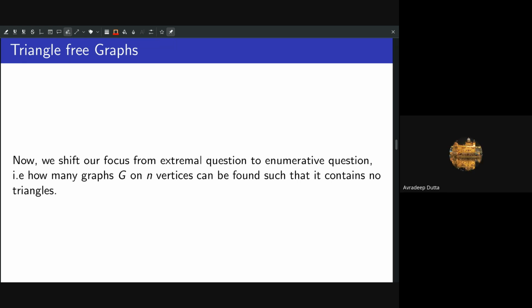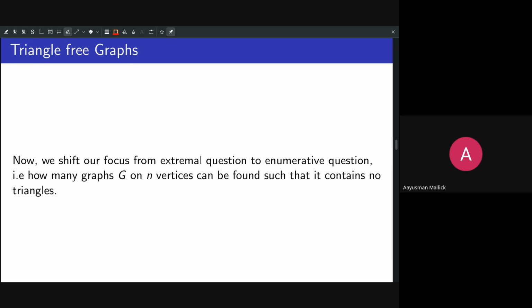By the way, triangle-free, the asymptotic behavior. There is some formula. Yeah, I'm not sure of the formula. I mean, I can't remember it correctly, but I guess it's something like 2 to the power n square by 4 or something. I'm not sure.